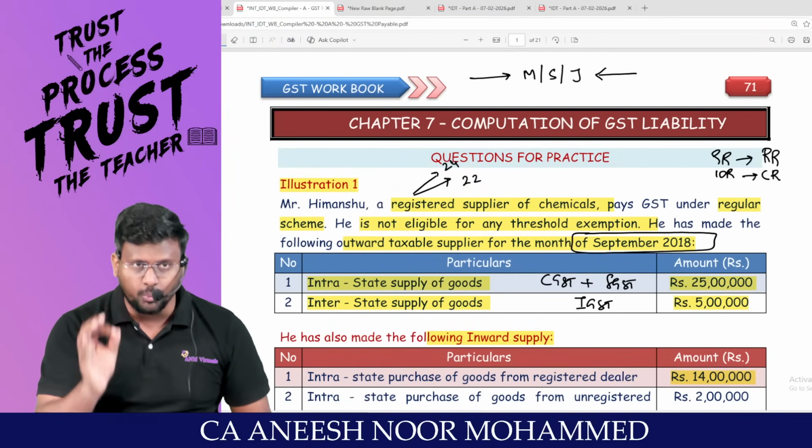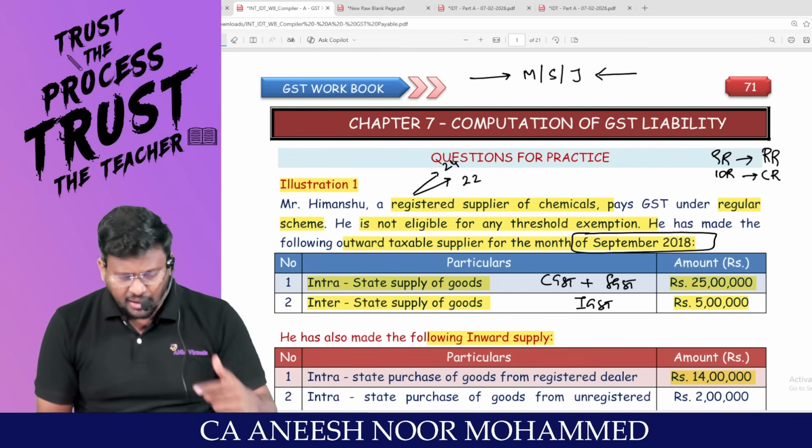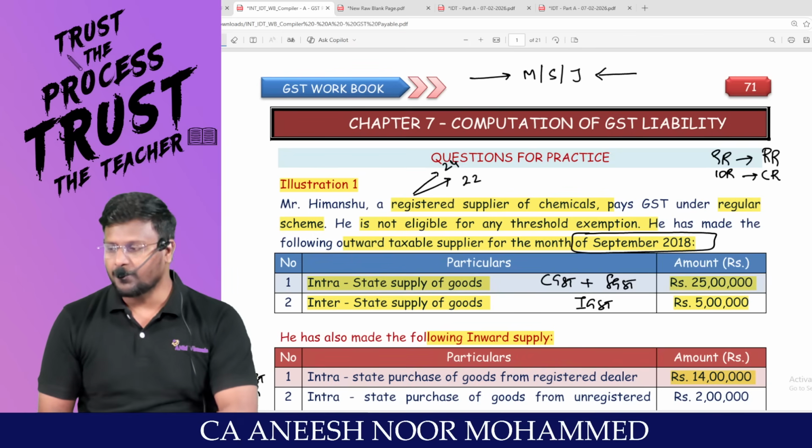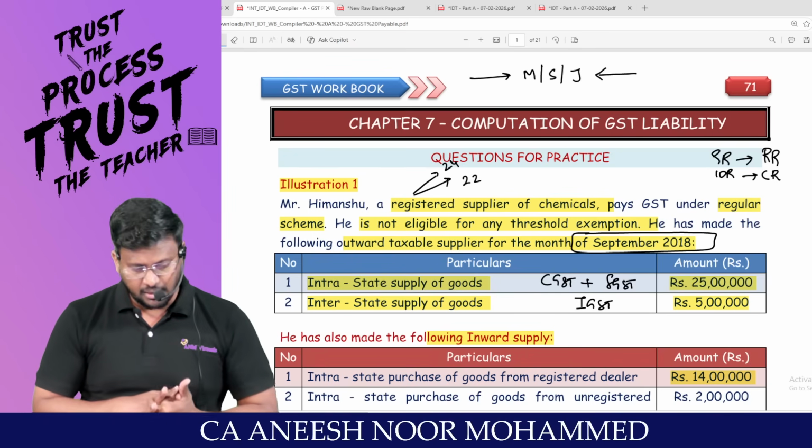This is going to be your first question for 10 marks in the examination. Redo it, enjoy it, ensure that 10 marks. This will really give you a superb edge over the GST paper.